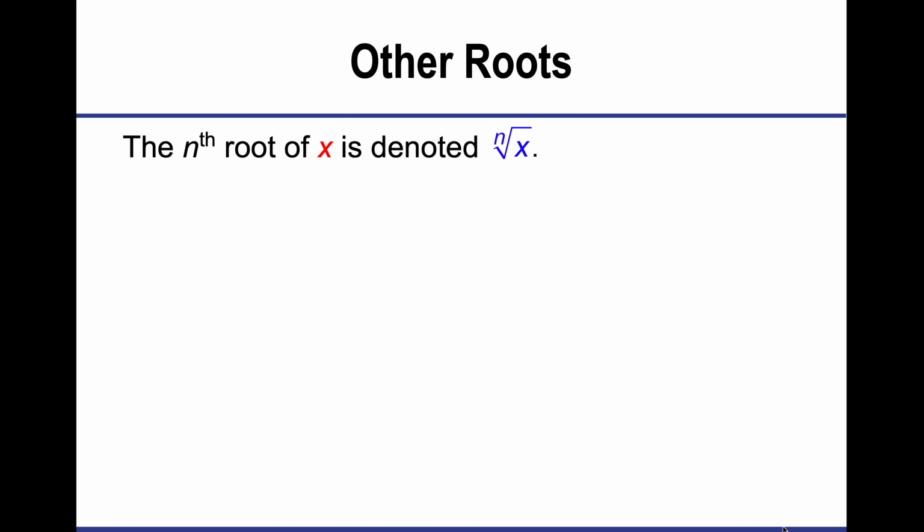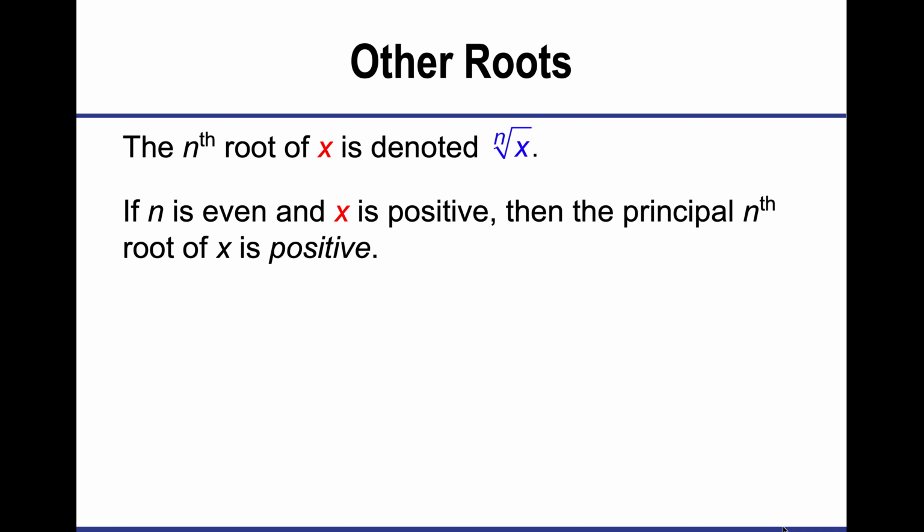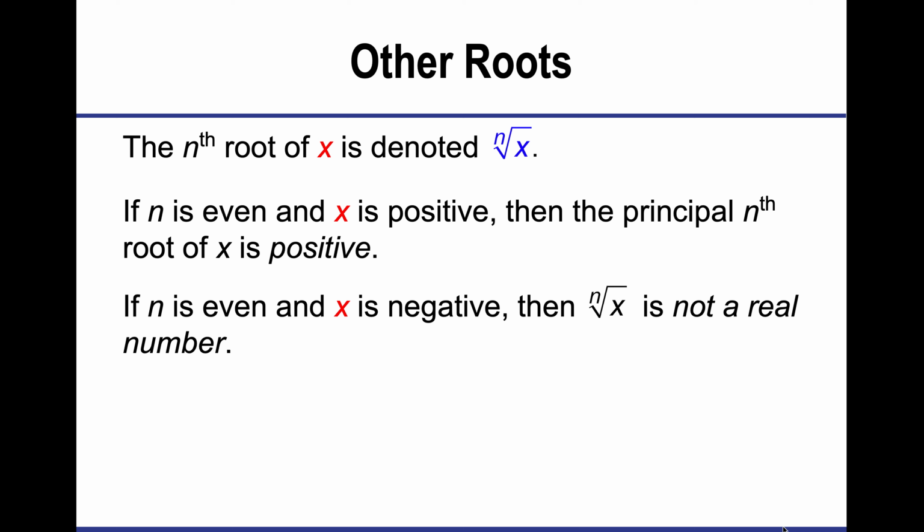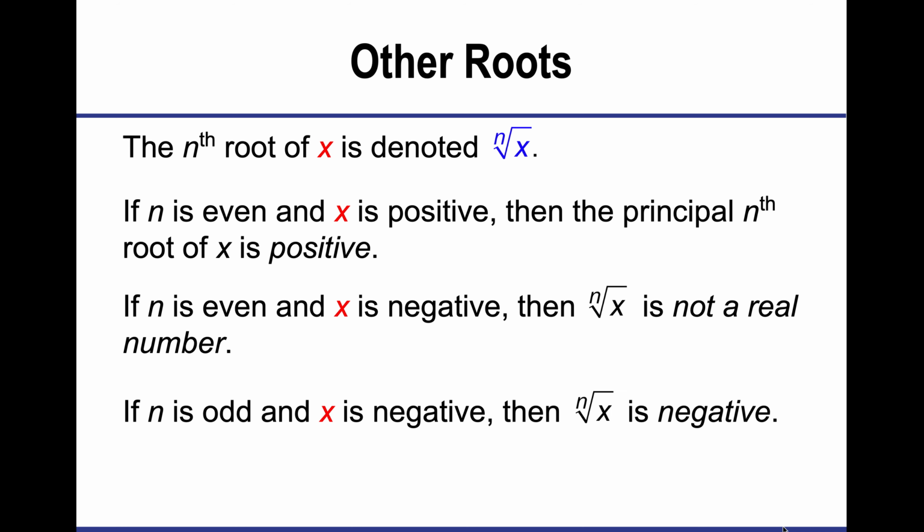We can also take an infinite number of roots. I could take a cube root, a fourth root, a fifth root, a sixth root. And when we start getting beyond square roots, that's where we have this value n that we fill in. If n is even, then I'm going to have a positive root. If n is even and x is negative, then it's not a real number. If the n value is odd and x is negative, so the cube root of negative 8 would be a negative answer. Only negative, not negative and positive.